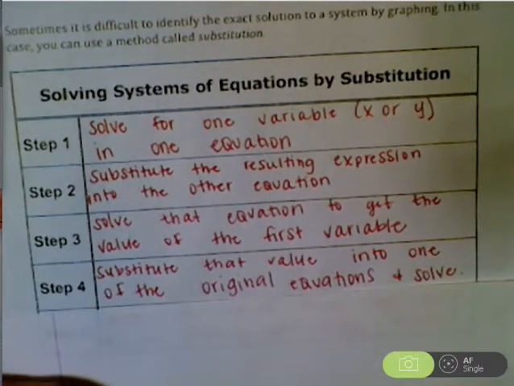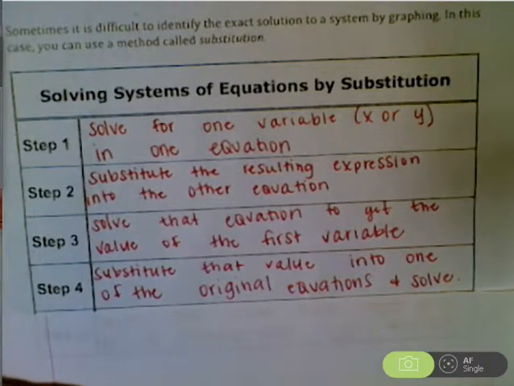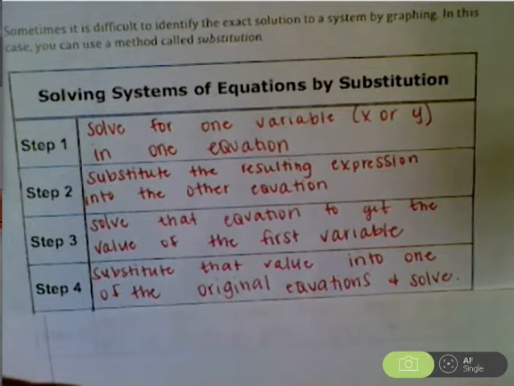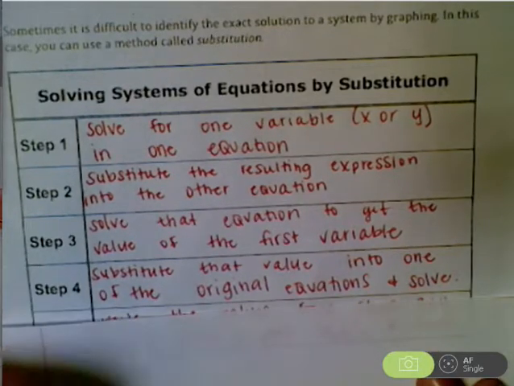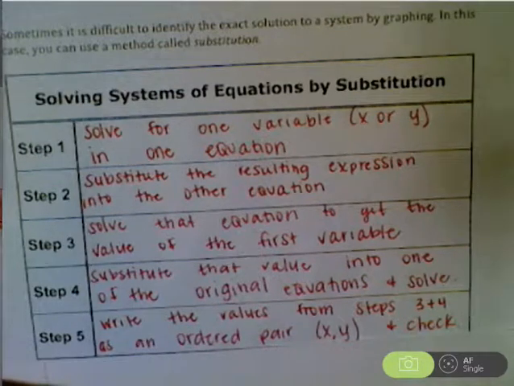Step 4 is to substitute that value into one of the original equations and solve. Last step, step 5, is to write the values from steps 3 and 4 as an ordered pair and check.